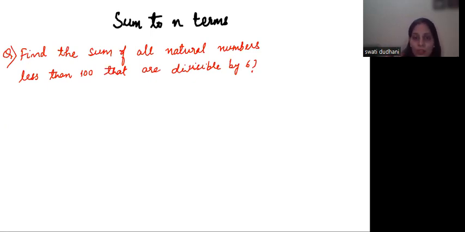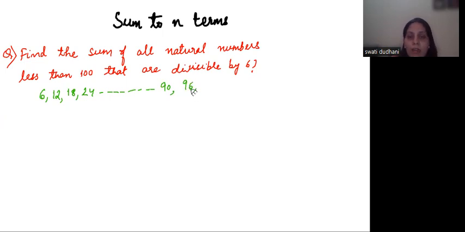So coming back to this question, find the sum of all natural numbers less than 100 that are divisible by 6. So we can just write the 6 table. It starts with 6, 12, 18, 24, and so on. Towards the end, we know that 90 is divisible by 6. So after 90, we have 96, and then the number will be greater than 100. We want less than 100. So this is our sequence going to be.